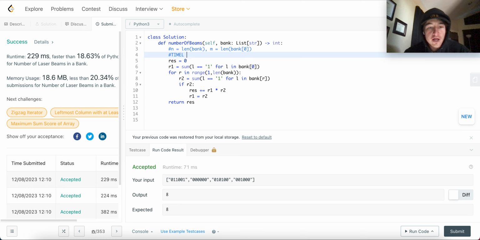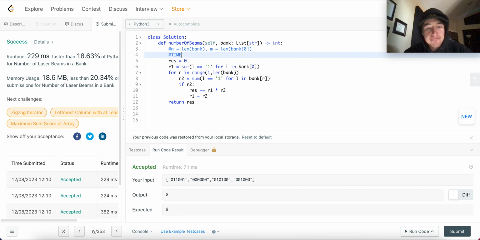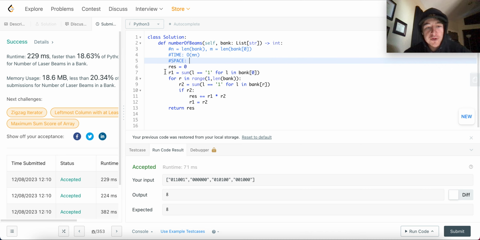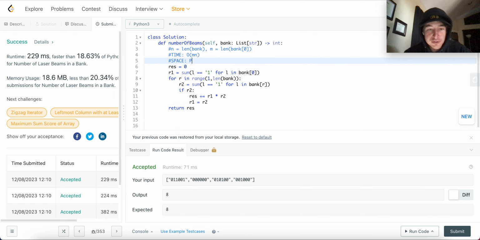For time, we have to look at all the rows of the bank, and then we have to look at all the columns. Even though there's no for loop here, we have to sum through, so we're basically looping through that array, grabbing all the values and adding them up. So that's big O of MN. And then for space, we just create 4 variables and update them accordingly. So if there's a million elements or 2 elements, we only create 4 variables. So that's O of 1 constant space.